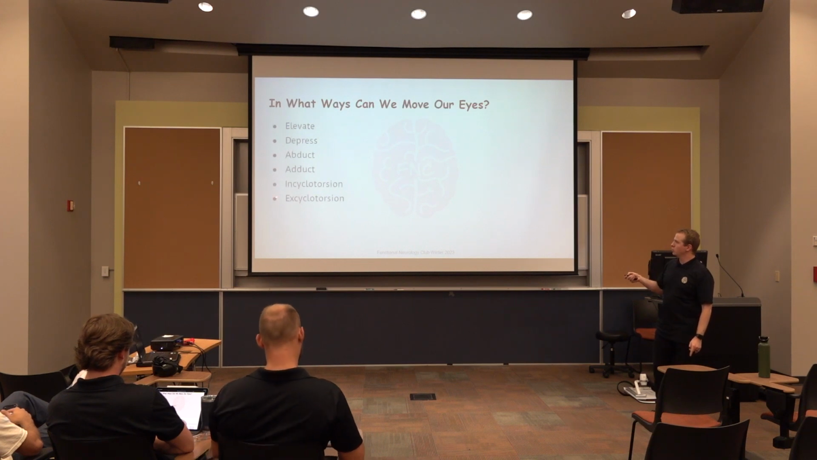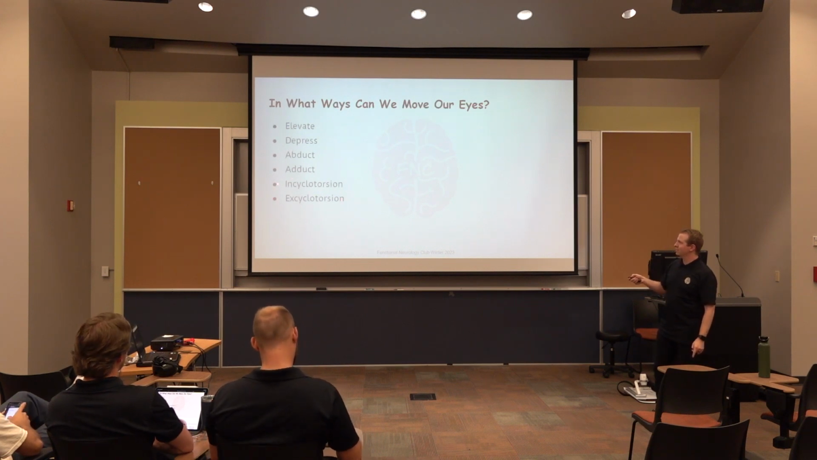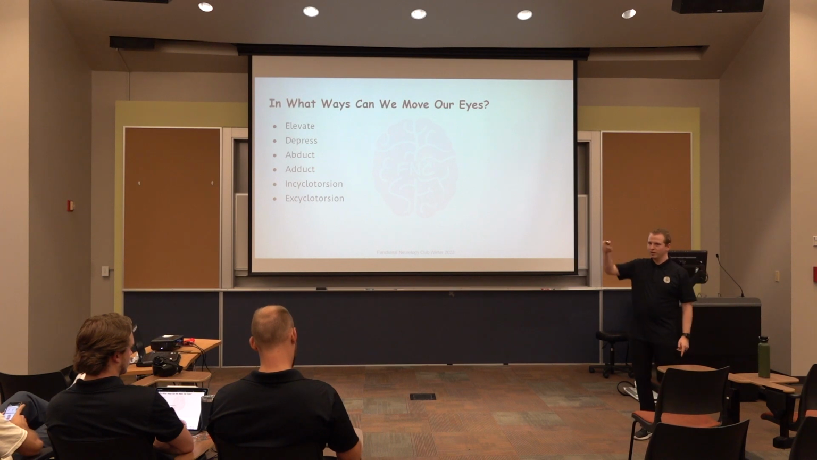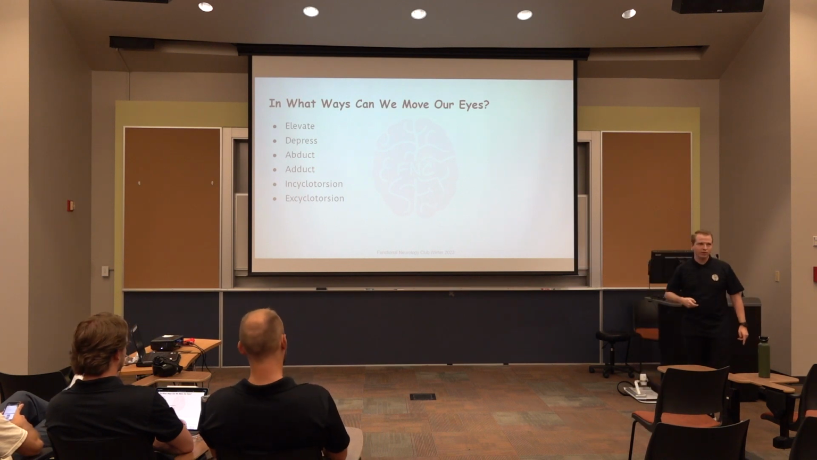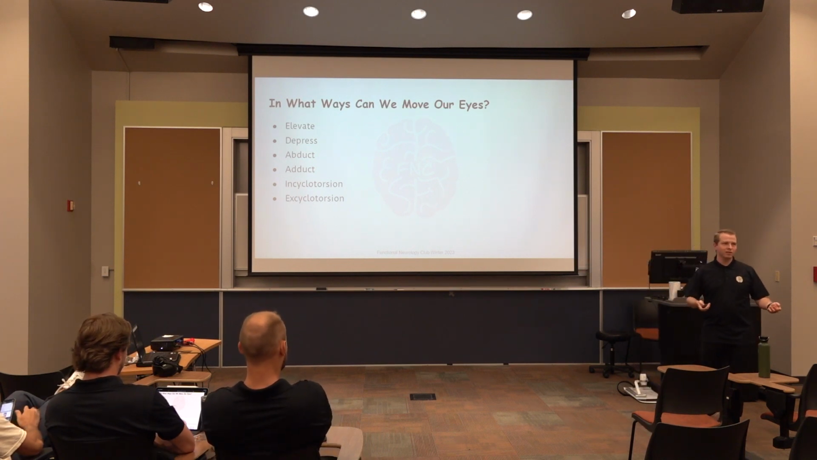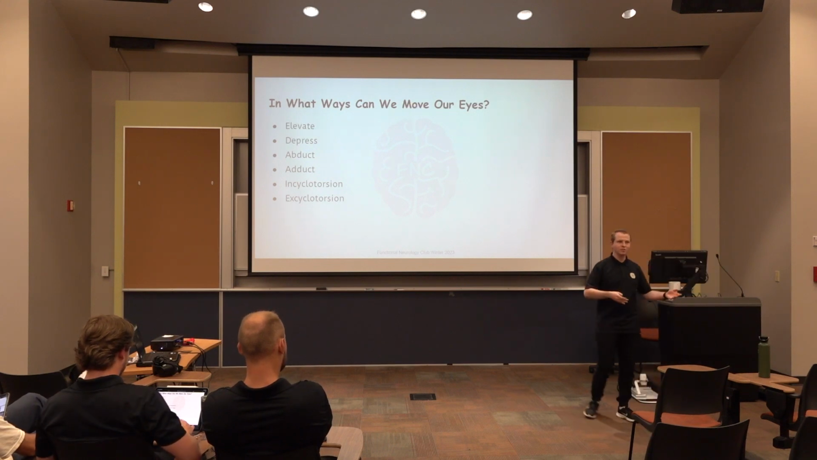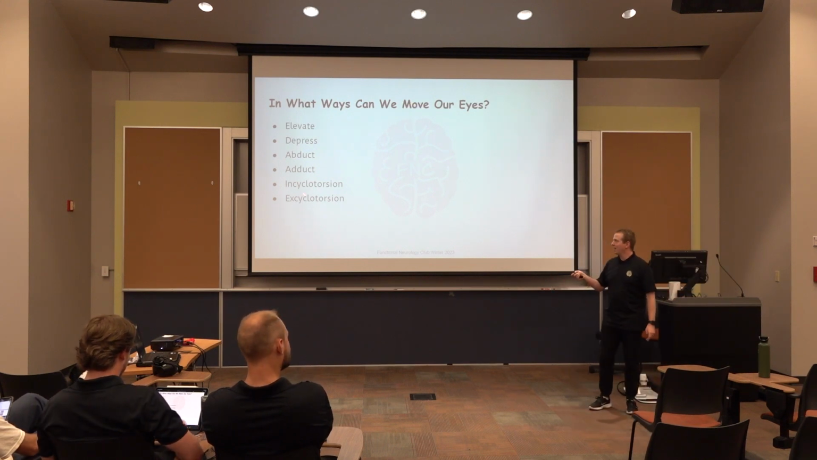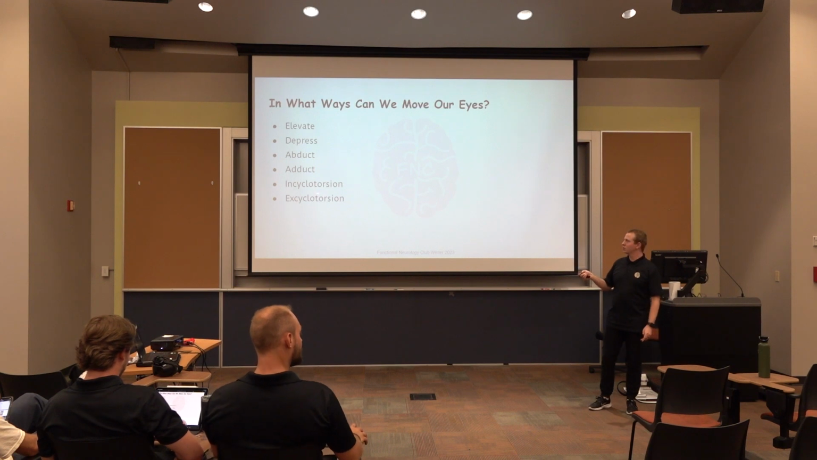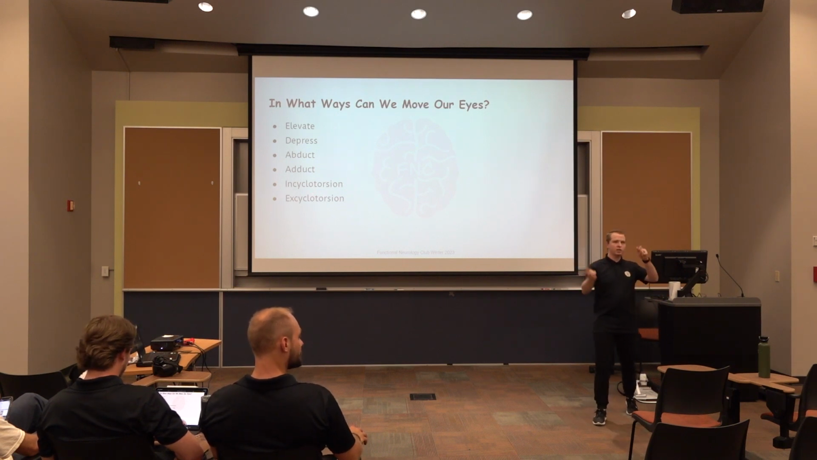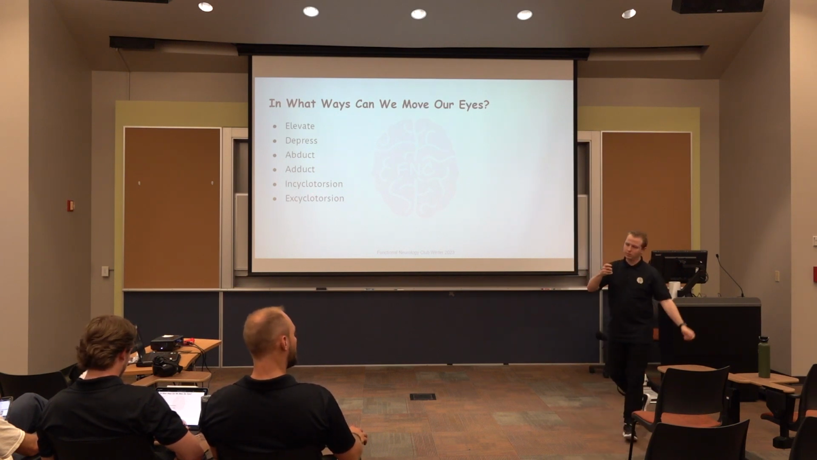So a good way to remember which one's excyclotort and which one's encyclotort, I learned this from Carissa. It is a very inferior thing to do to extort someone. Only inferior people would extort someone. So the inferior oblique is going to excyclotort, which is rotation towards the outside.